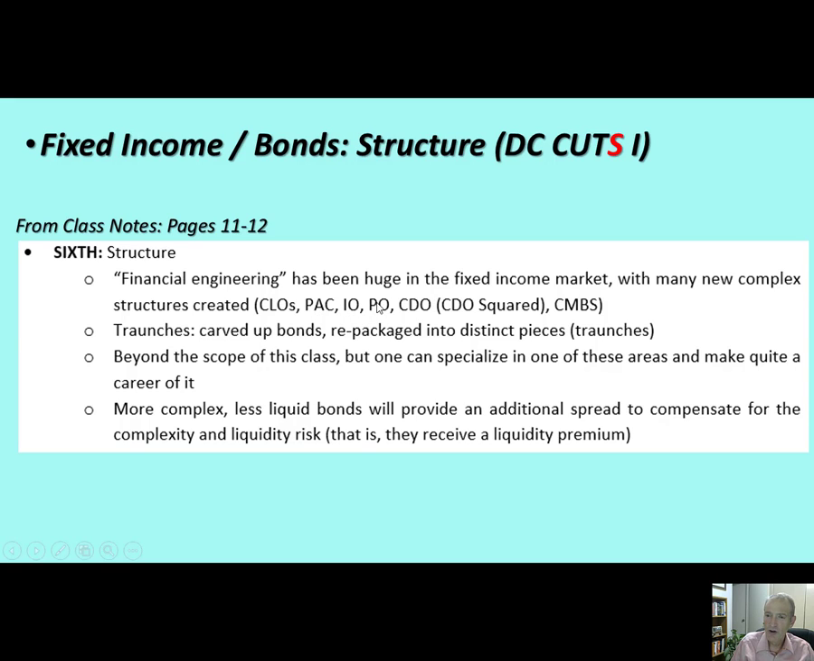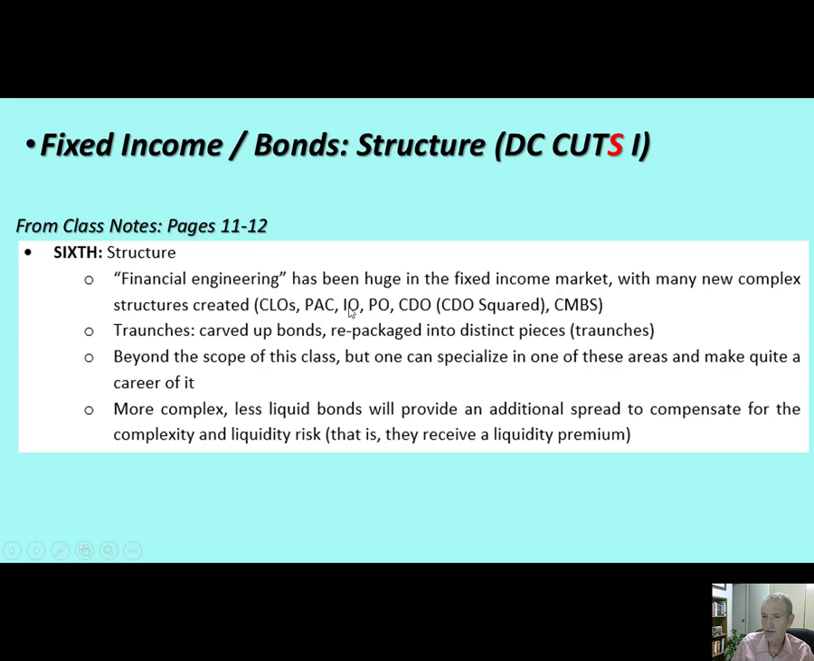A PAC, IO, and PO. A PAC is a kind of preferred class of mortgage-backed. We talked about with mortgage-backs, you're really worried about getting that prepayment when interest rates fall. So the PAC is set up so that you're protected from some of that prepayment. They take some of that prepayment risk and they shuffle it off to IOs and POs.